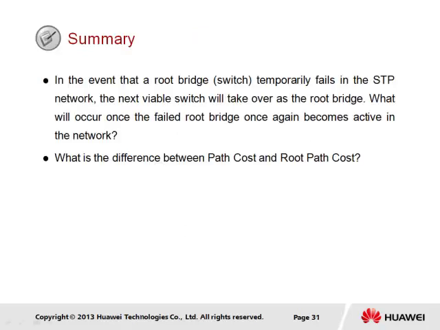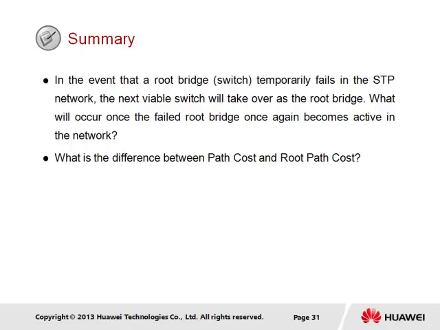In summary for this section on the spanning tree protocol, we have a couple of questions here. The first asks, in the event that a root bridge or switch temporarily fails in the STP network, the next viable switch will take over as the root bridge. What will occur once the failed root bridge once again becomes active in the network?